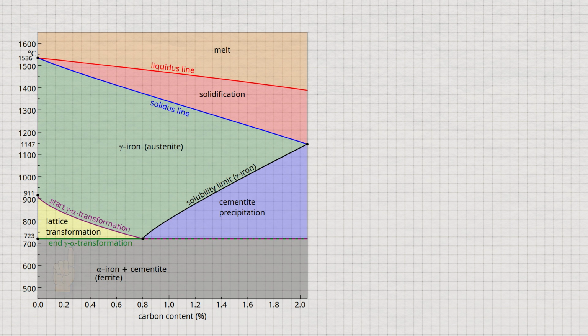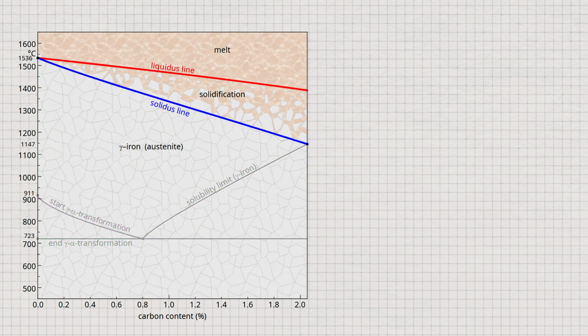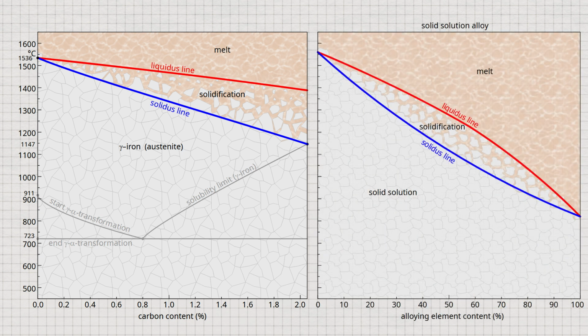The iron-carbon phase diagram can in principle be divided into two parts. The upper part shows the lenticular solidification region typical of solid solution alloys. Any steel, regardless of its carbon content, will therefore initially solidify as a solid solution alloy. The carbon is completely dissolved in the face-centered cubic gamma iron immediately after solidification.